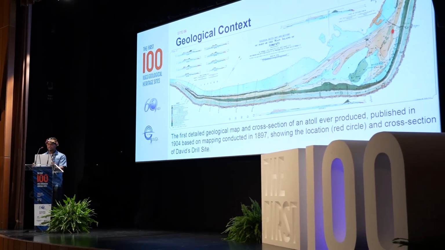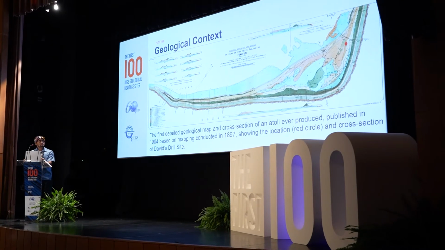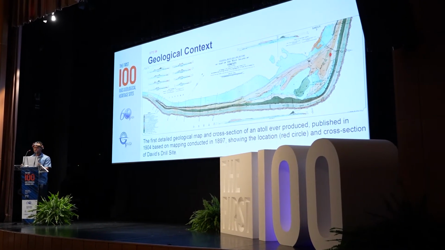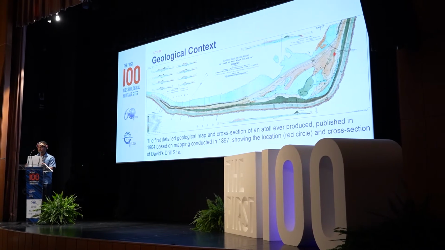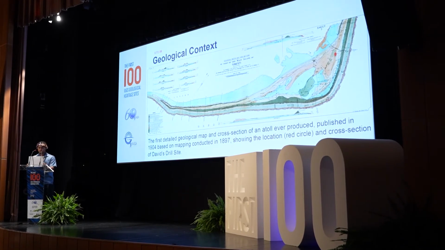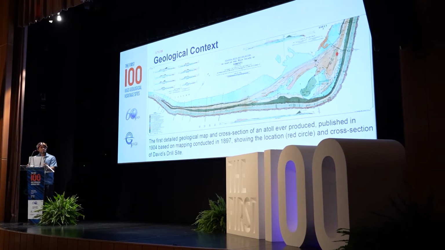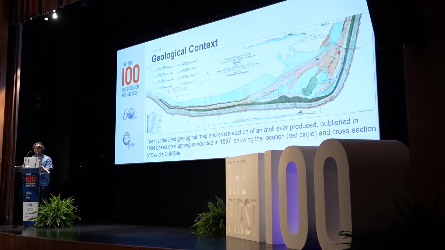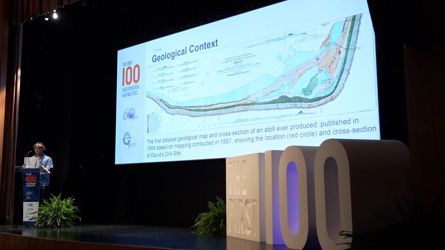Moving on is the geological context. Showing on the slide is an example of a geological sketch map and section of part of the main island of Funafuti. The map shows the first detailed geological sketch map and cross-section of an atoll ever produced. This was published in 1904 based on mapping conducted in 1897, showing the location and the cross-section of David Drill. You can see the red cross on the side.